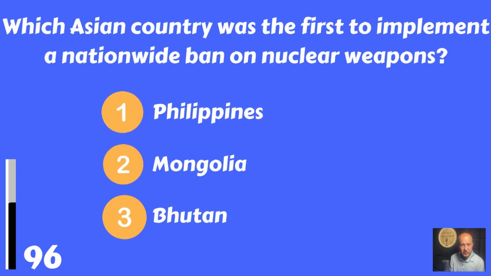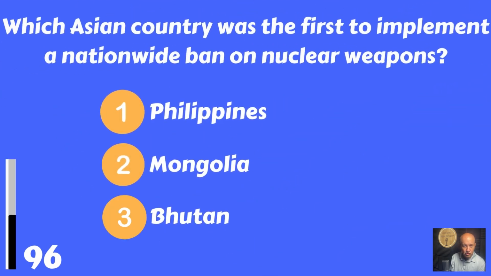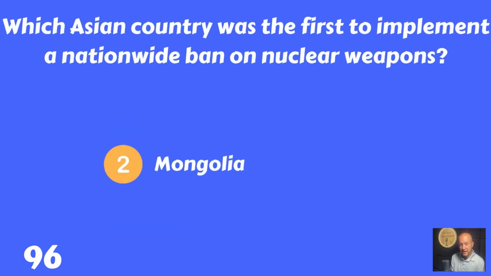Which Asian country was the first to implement a nationwide ban on nuclear weapons? Was it the Philippines? Was it Mongolia? Or was it Bhutan? The first one was Mongolia.